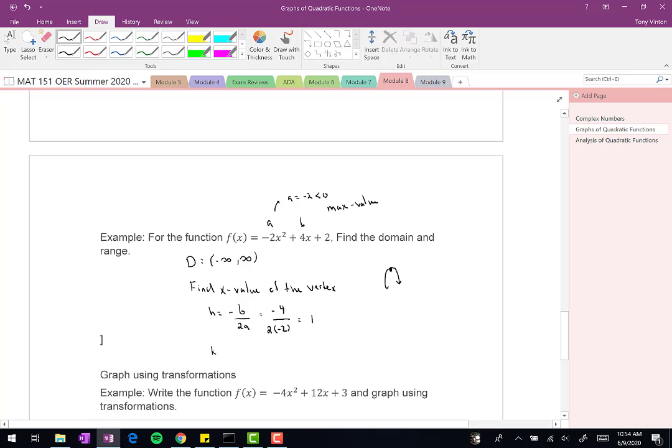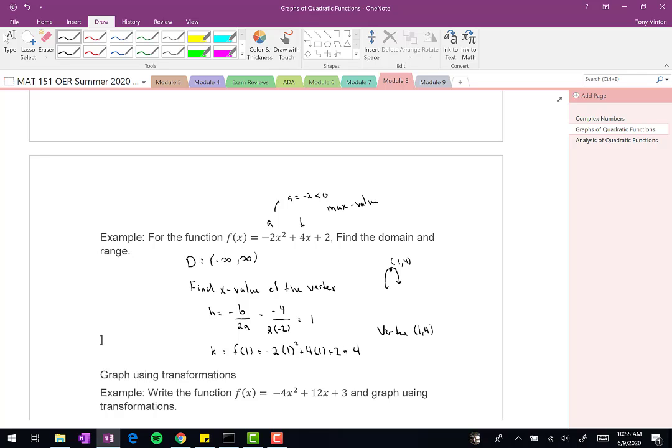So let's find the k value for a minute. f of 1 is equal to negative 2 times 1 squared plus 4 times 1 plus 2. This is equal to, it looks like, 4. So the vertex is, sorry, 1 and 4, and we know it moves downward, right? So it must hit its highest point at x equals 1, and that value is 4, and then moves on down. So the range would start at 4, but then it would move on down.